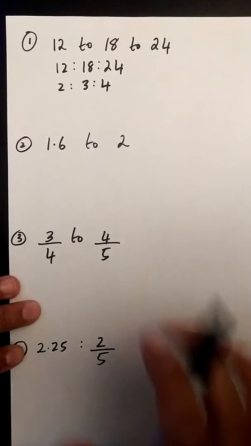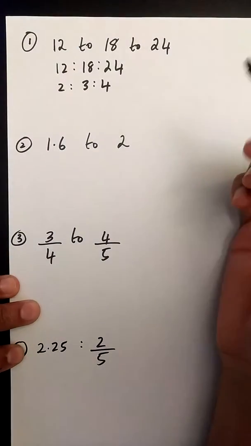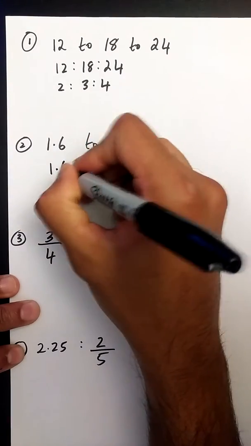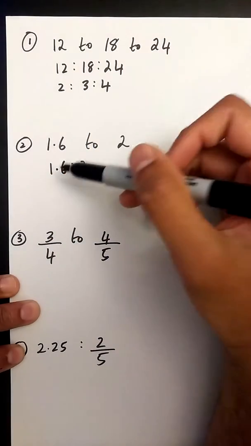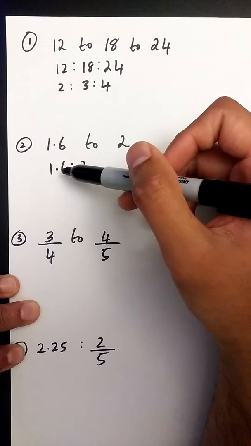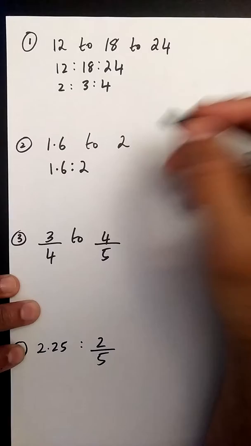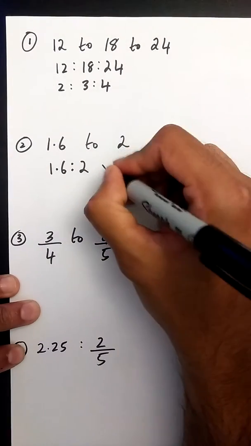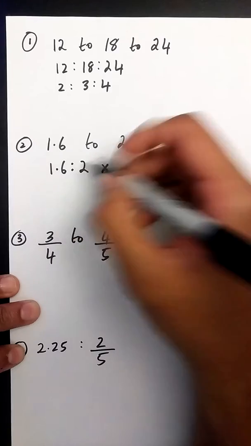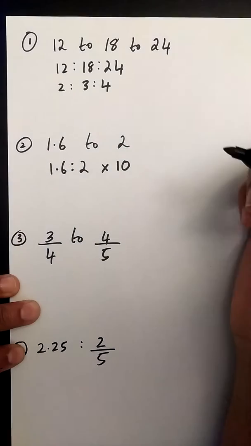When looking at question 2, we notice there's a decimal in the question. You're not allowed to have decimals in ratios. So again, my first step, I'm going to write this as a ratio. Now I want to eliminate the decimal. If I want to eliminate decimals, I always multiply by multiples of 10. So if I have one decimal place, I'm going to multiply by 10 because 10 gets rid of one decimal place.